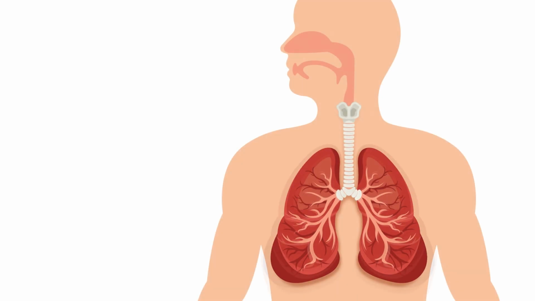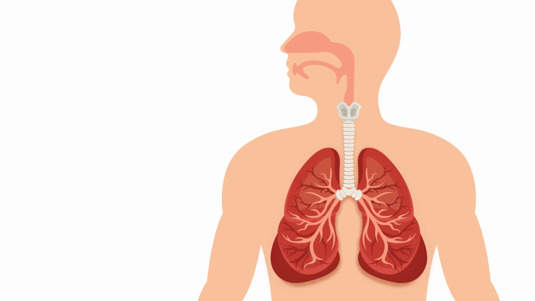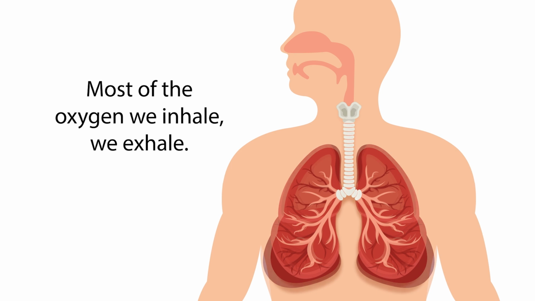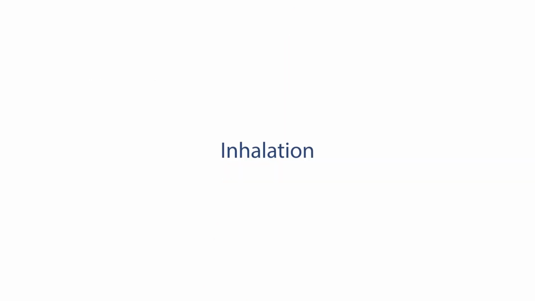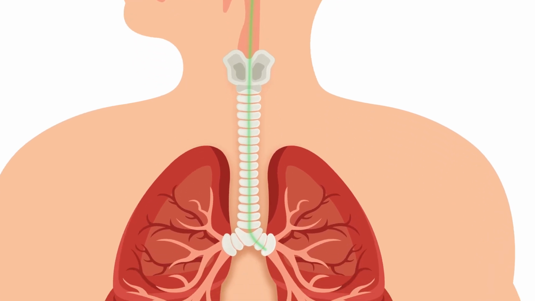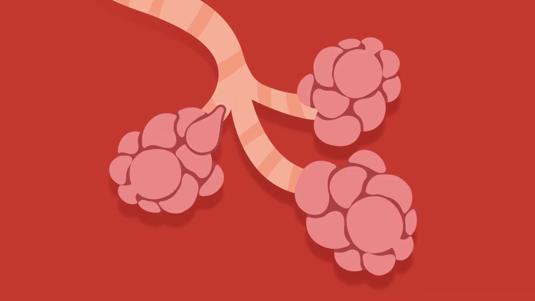The respiratory center in the brain controls the movement of air in and out of the lungs. It is important to note as a rule that most of the oxygen we inhale, we also exhale. As we breathe in, air from the room containing 21% oxygen travels through the mouth or nose, down the trachea, and into the expanding lungs.